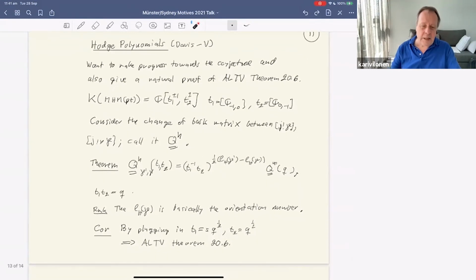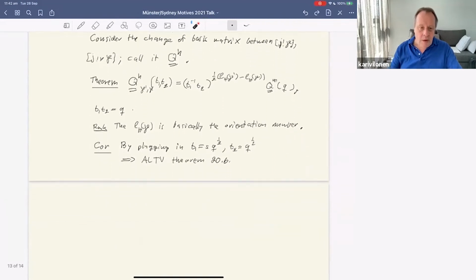Now if you simply plug in T1 equals S times Q to the half and T2 equals Q to the half into this theorem, you immediately get ALTV theorem 20.6. So this is a much more natural way of proving the theorem. We prove a Z-graded version of the theorem, and granting the Hodge machine it is much, much easier; the proof comes completely naturally. You just do the same thing as always: you look at simple reflections and see what happens, and once you know what happens for all simple reflections, you look at what you got, put it in this machine, and get this result.